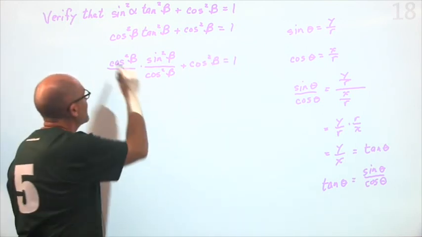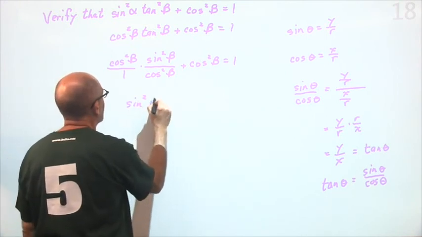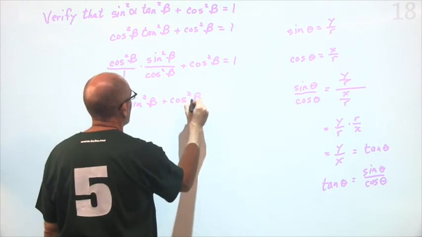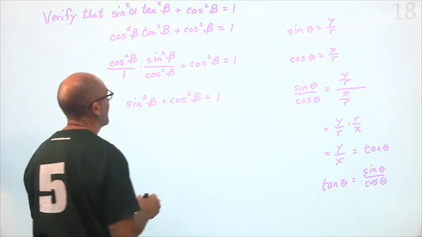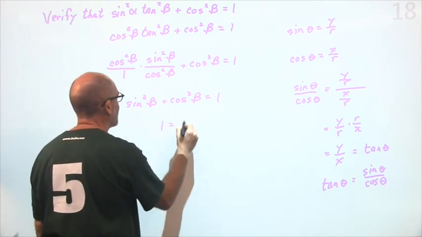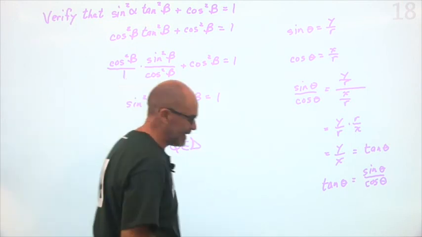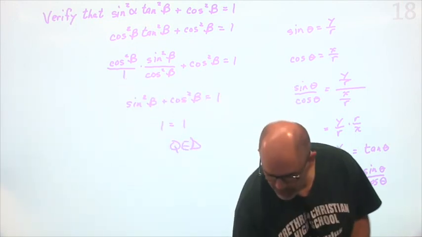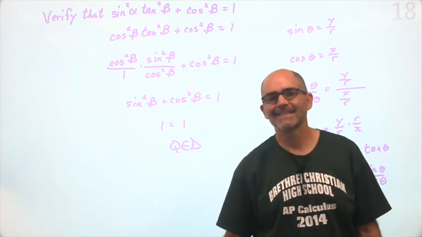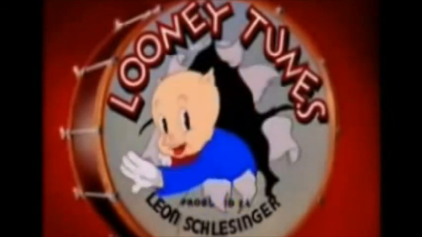All right, now the cosines cancel, and I'm left with sine squared beta plus cosine squared beta equals 1. And we know that sine squared plus cosine squared equals 1. And that's it, QED. Have fun with these. That's all, folks.